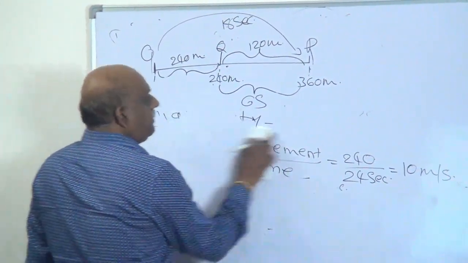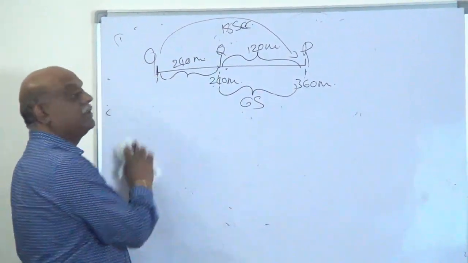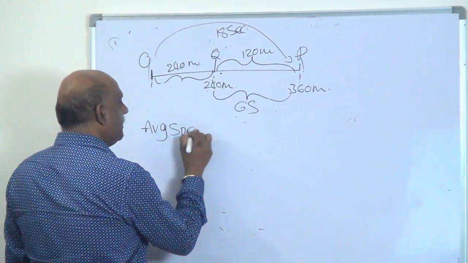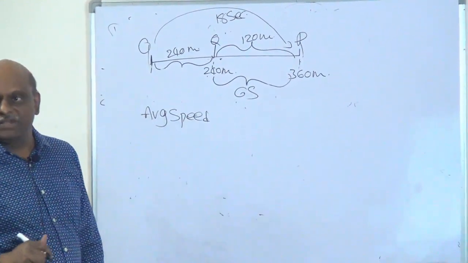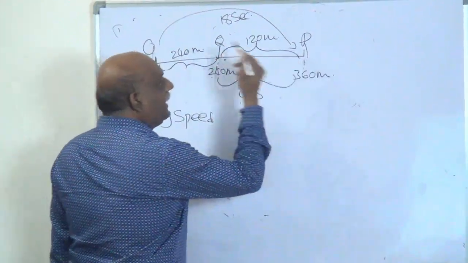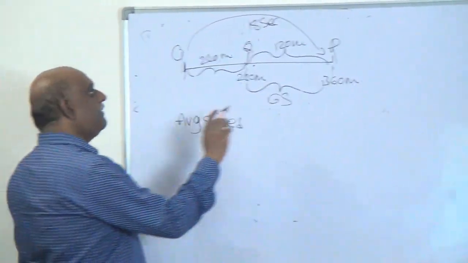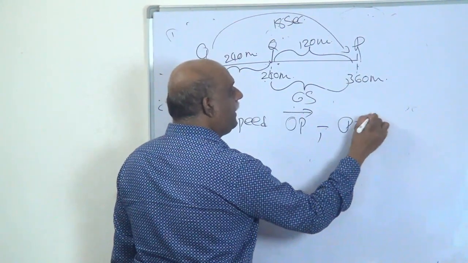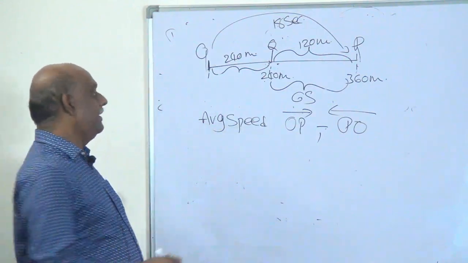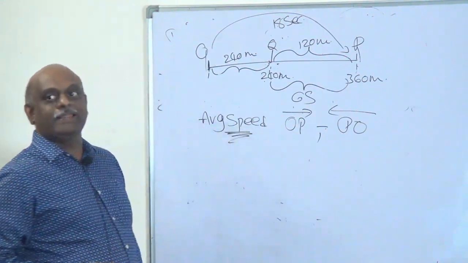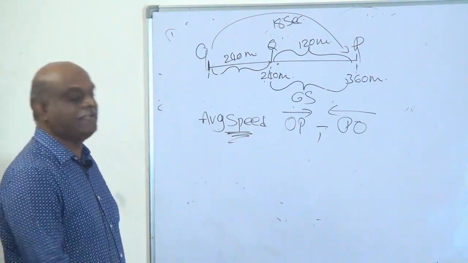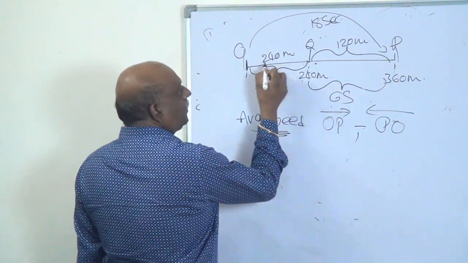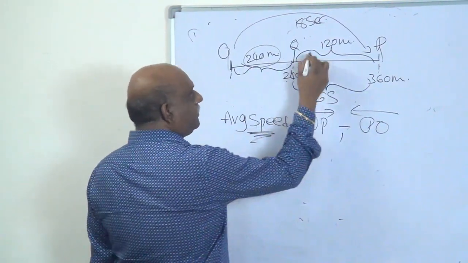Now what is the third situation which we should look into? What is the average speed if this person has traveled from O to P and came back from P to O? इसमें टोटल डिस्टेंस लेते हैं या डिस्प्लेसमेंट लेते हैं? डिस्टेंस लेना, कभी भी स्पीड बोले तो डिस्टेंस लेना, डिस्टेंस मन में रखना. सो कितना हो गया? सो दिस इज 240, 120.